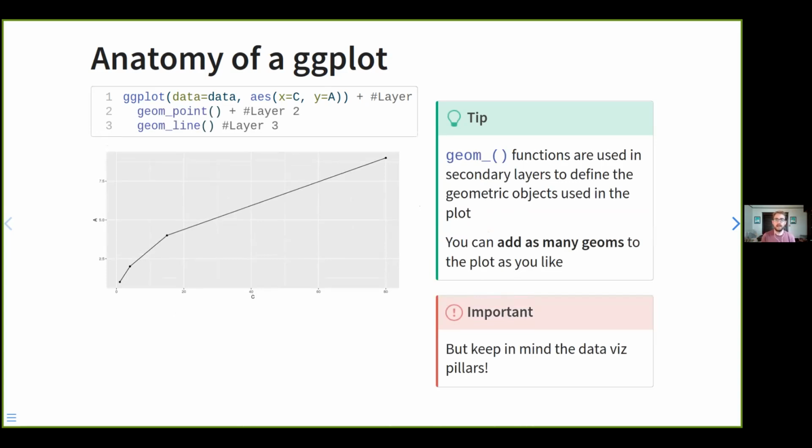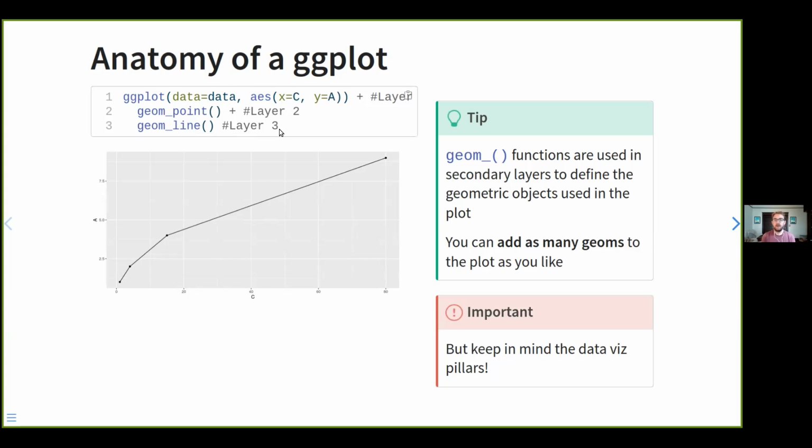So here we've added a third layer. Now we've added a geom_line function, which is just plotting a line on top of these points and connecting each one of them. The order is important. The way that ggplot works, it plots the first layer first, and then everything else gets plotted on top of that. So the second layer is plotted underneath the third layer, etc. That becomes important sometimes.